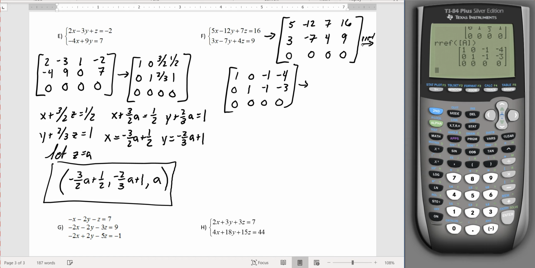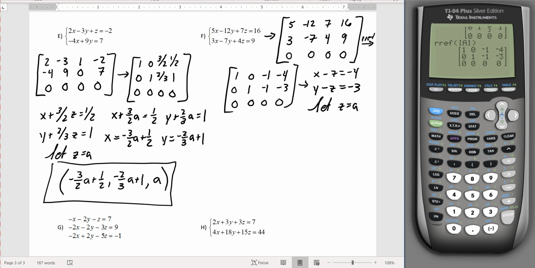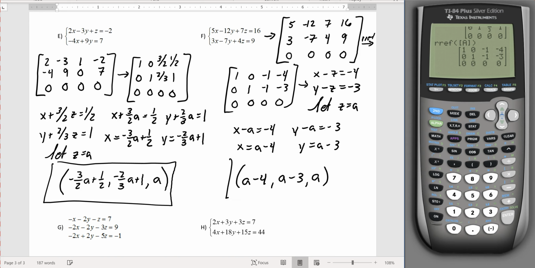What equations do we get from that? x minus z equals negative 4, y minus z equals negative 3. We will let z equal a. So I will rewrite this: x minus a equals negative 4, y minus a equals negative 3. Add a to both sides, so x equals a minus 4, y equals a minus 3. And my coordinate pair would be a minus 4, comma, a minus 3, comma, a.